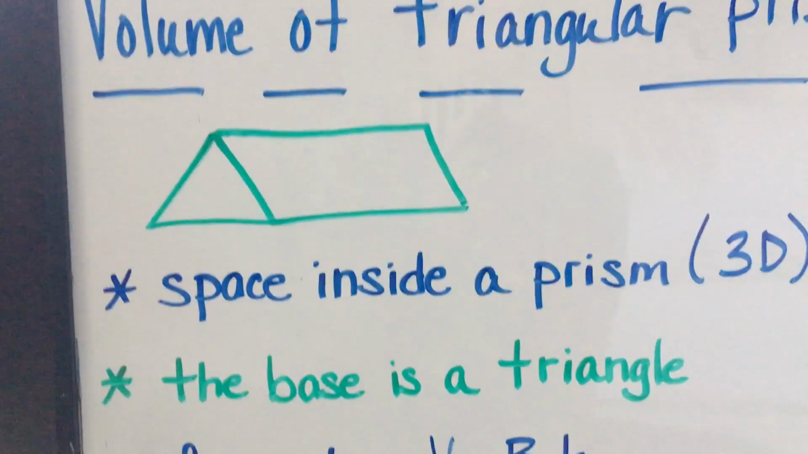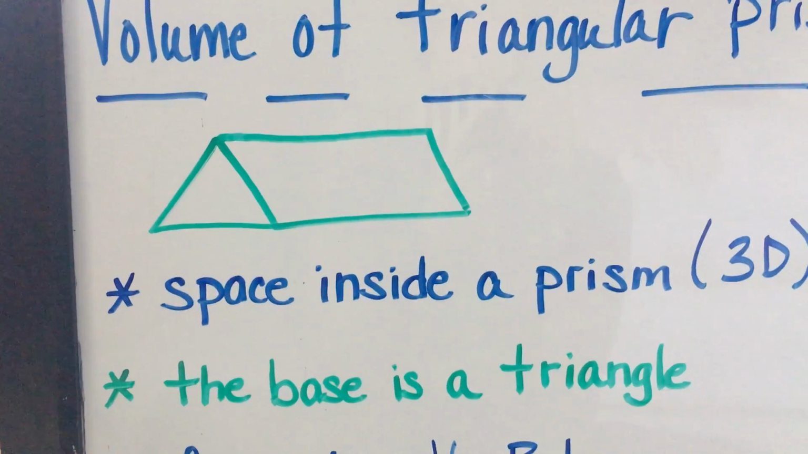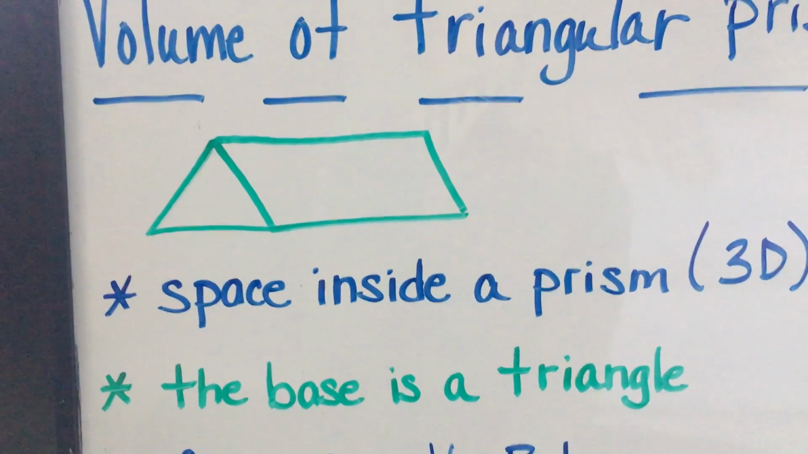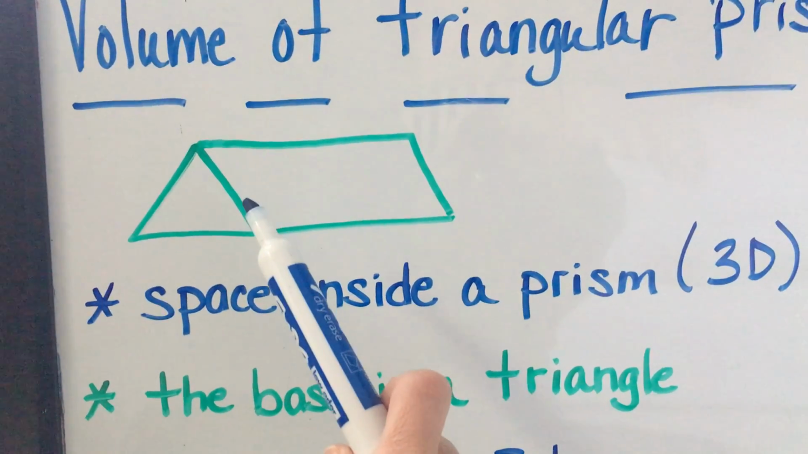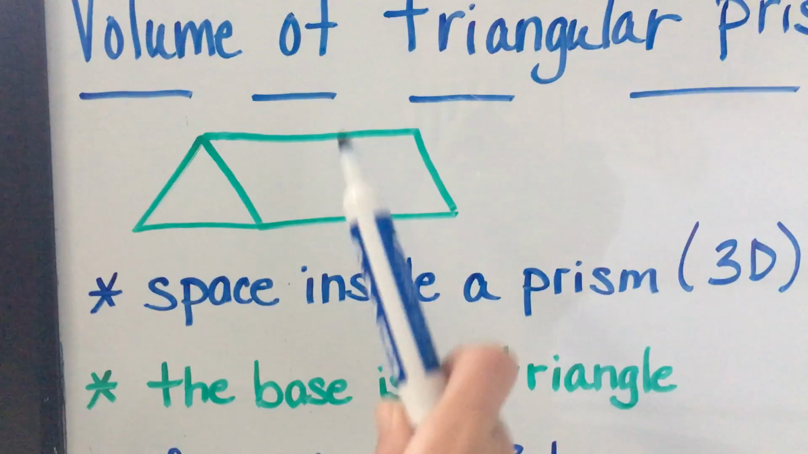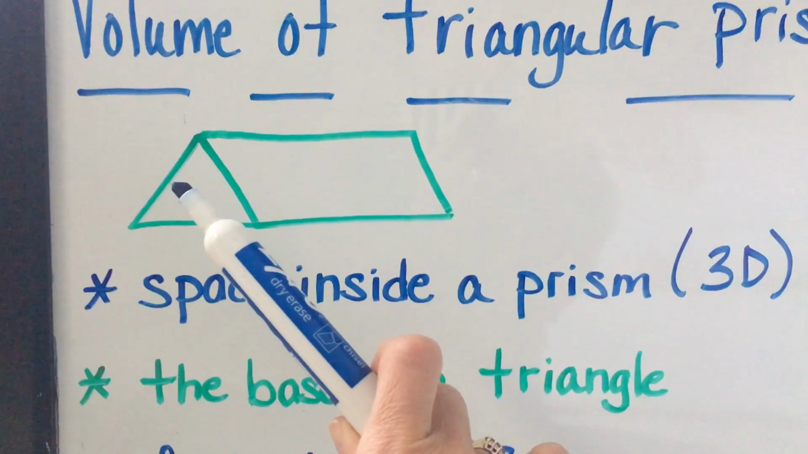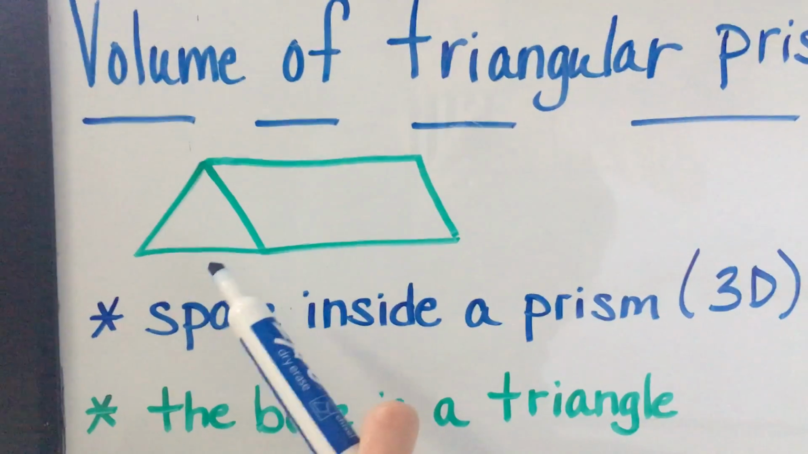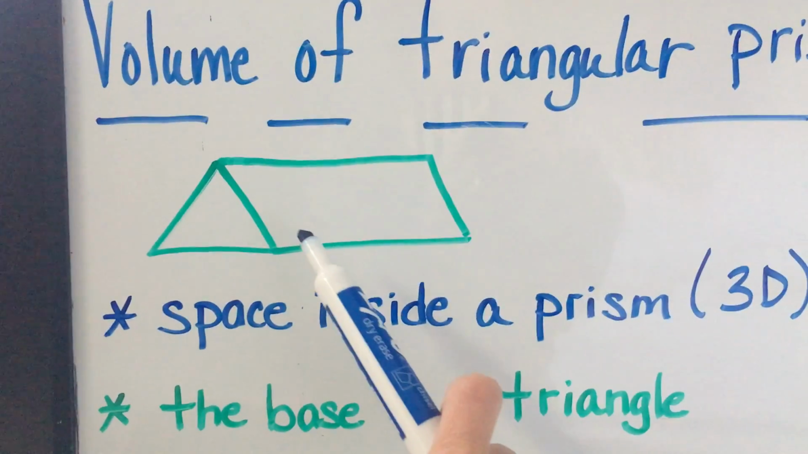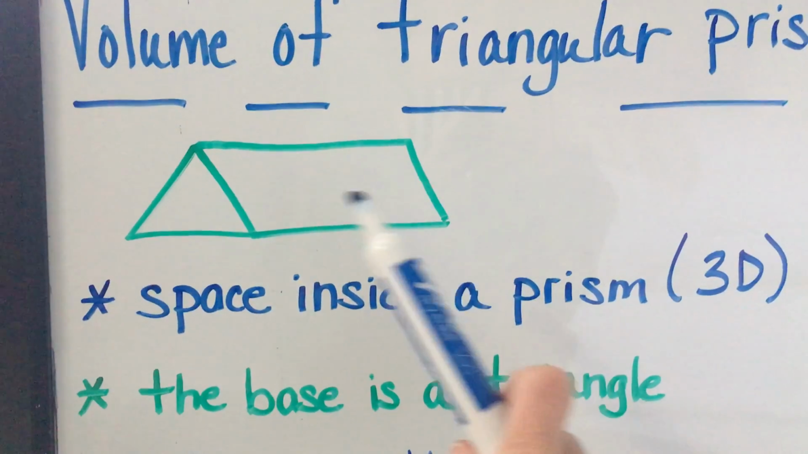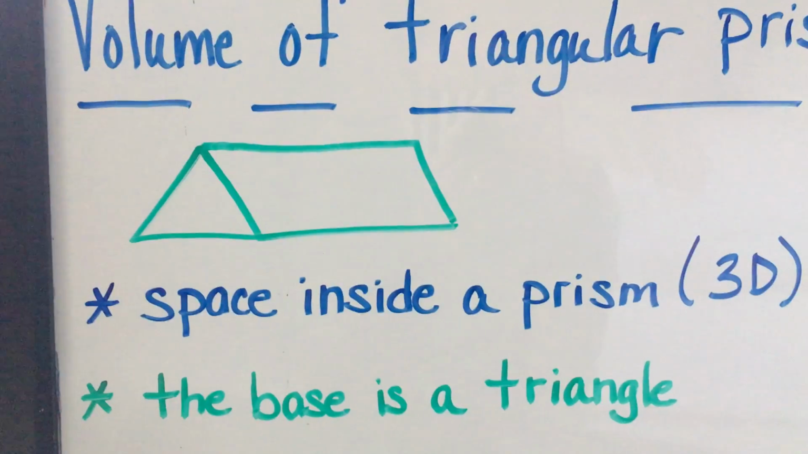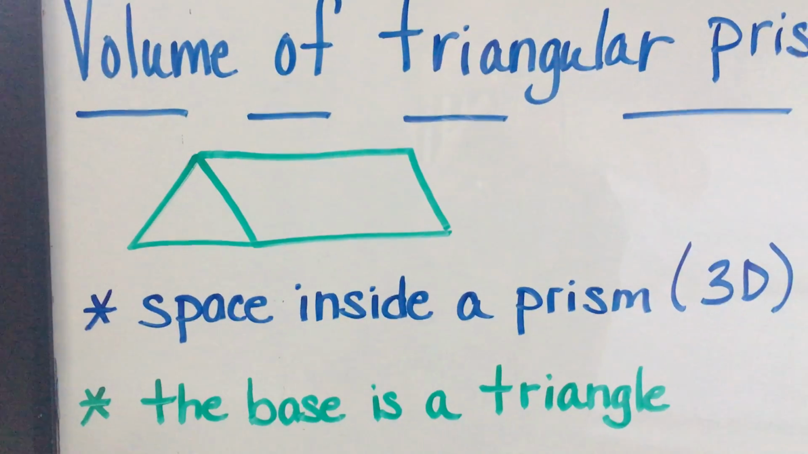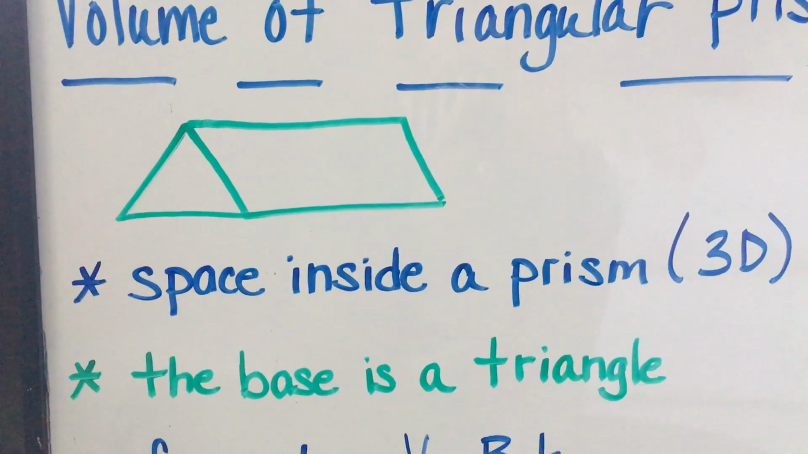So a prism is always named by the shape of its base. The base or bottom part of the prism is going to be a triangle. So if we turn this right side up and started filling it up, we would fill up that triangle first, and then the height would start to fill up. So our base is a triangle in a triangular prism, just like in a rectangular prism, the base of that was a rectangle.